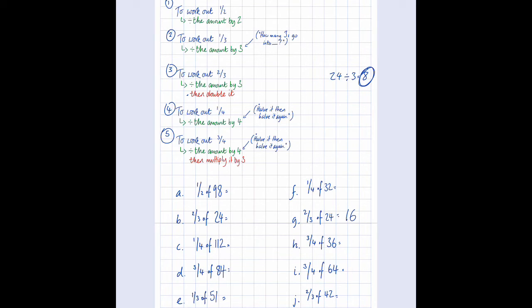All right, so you've got 9 more to do. Okay, use those rules above 1 to 5 to help you. Pause the screen now, press play when you're ready to go through the answers. Okay, good luck.